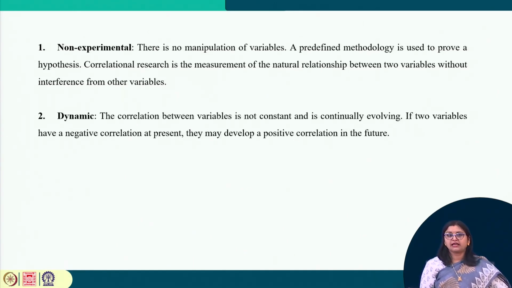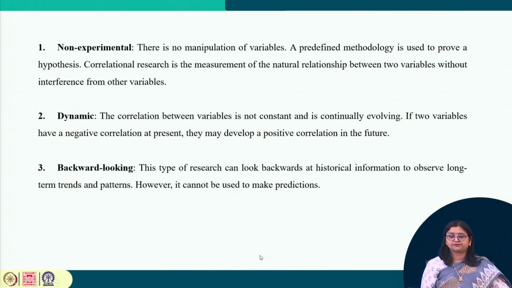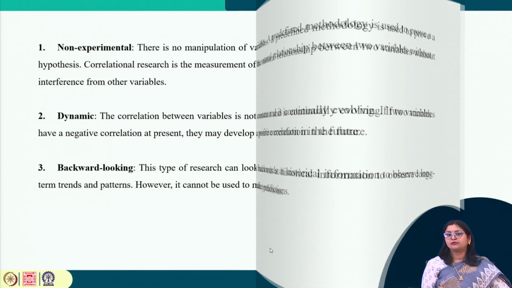Then the second one is dynamic. The correlation between variables is not constant and is continually evolving. If two variables have a negative correlation at present, they may develop a positive correlation in future because it keeps changing. The third one is backward looking. This type of correlational research looks backward at historical information to observe long term trends and patterns. However, it cannot be used to make predictions.